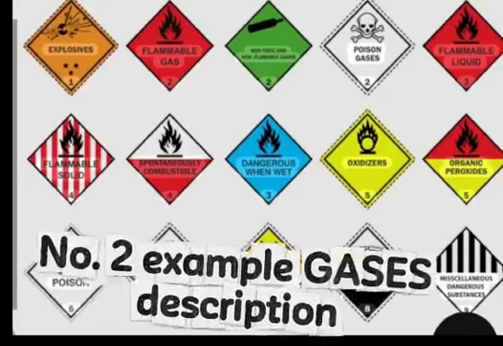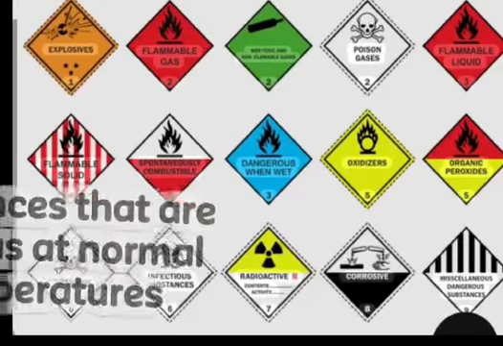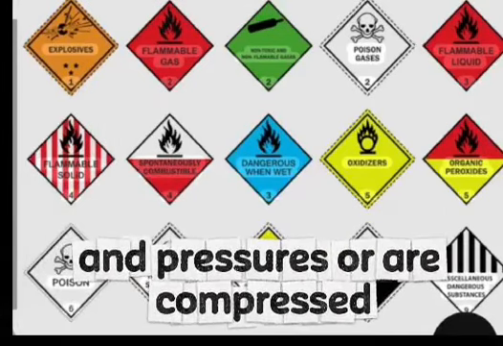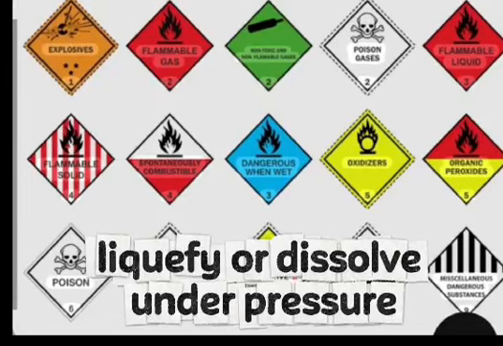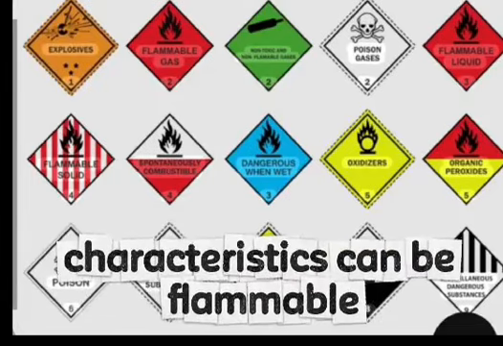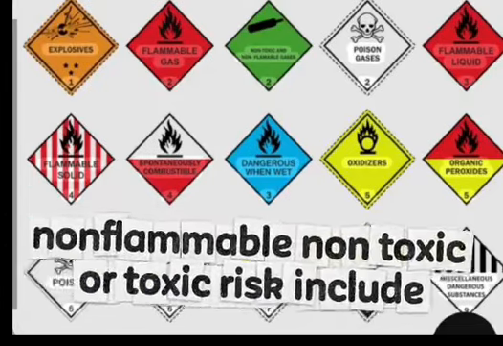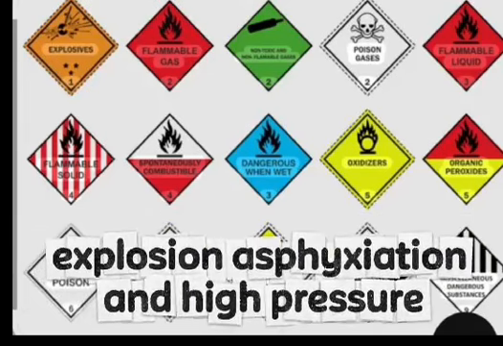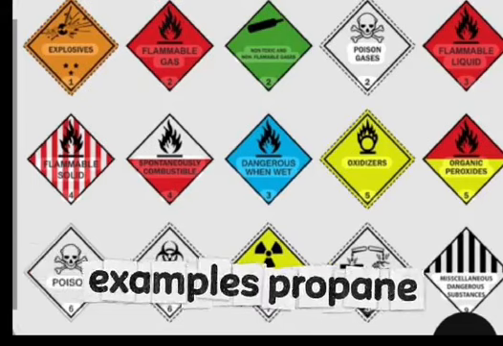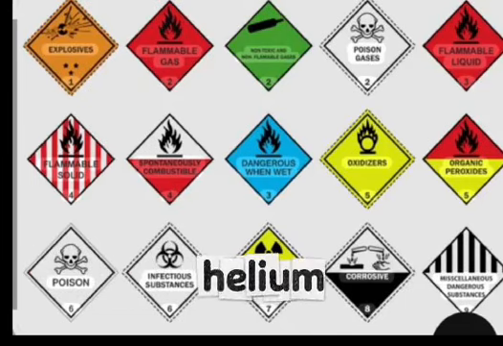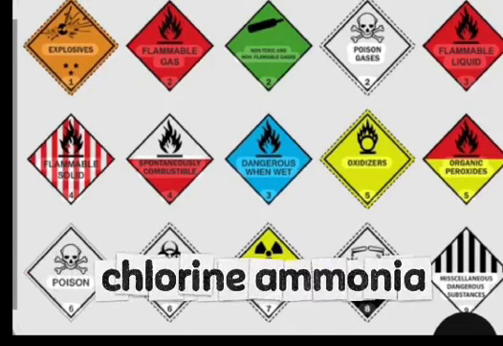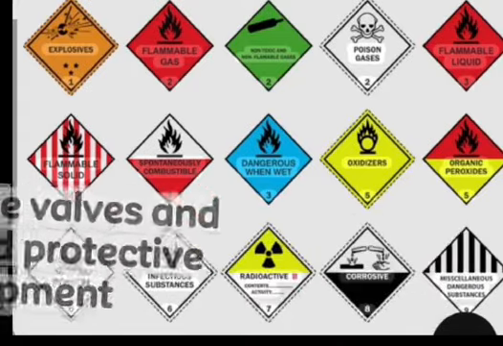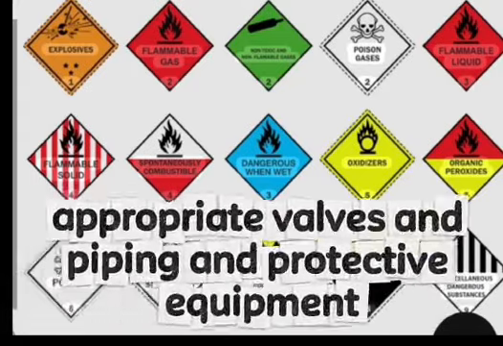Number 2 example, gases. Description: substances that are gaseous at normal temperatures and pressures, or are compressed, liquefied, or dissolved under pressure. Characteristics: can be flammable, non-flammable, non-toxic, or toxic. Risks include fire, explosion, asphyxiation, and high pressure. Examples: propane, helium, chlorine, ammonia. Handling requirements: specialized cylinders or tanks, appropriate valves and piping, and protective equipment.